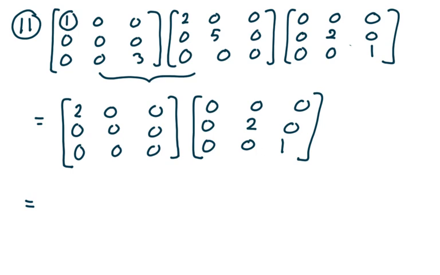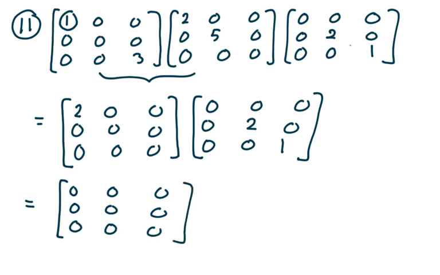Now, when I multiply these two matrices together, what do you think I'm going to get? Well, I end up with 0, 0, 0, 0, 0, 0, 0, 0, 0. So this is the 0 matrix. And what you can do is write a 0 with a subscript of 3 by 3, because that's a 3 by 3 matrix in which all the entries are zeros.